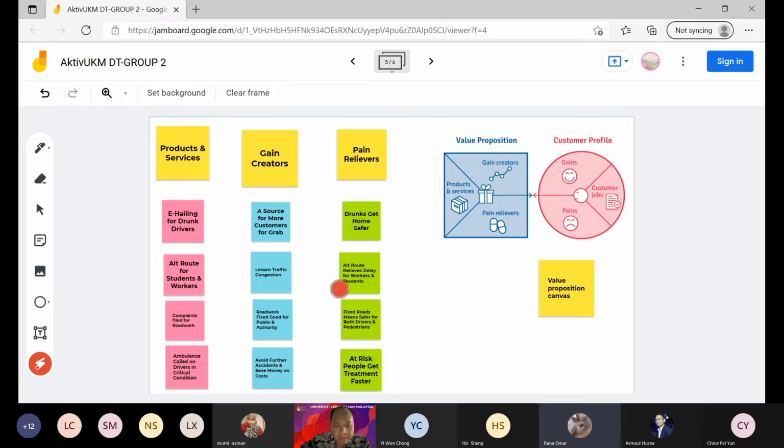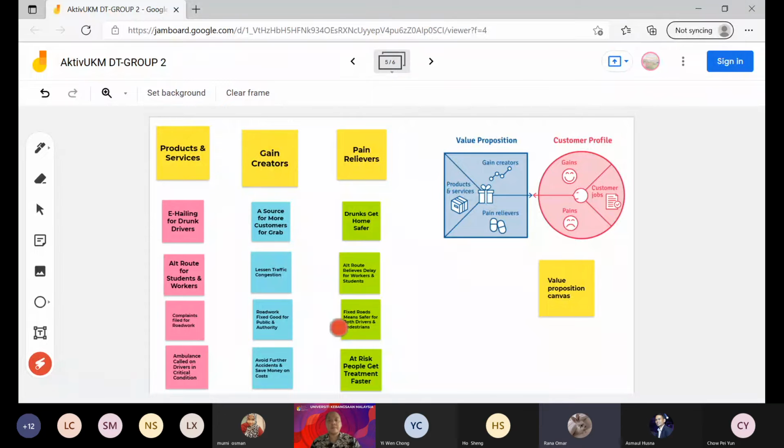Another product and service, complaints for roadwork. For that, the roadwork will be fixed, and that will be good for both the public and the authority. And a pain reliever is that fixed roadwork means it's much safer for drivers and pedestrians. Because even regular people can be injured if they fall in a hole in the road, or if the road is damaged, if they were biking, for instance.